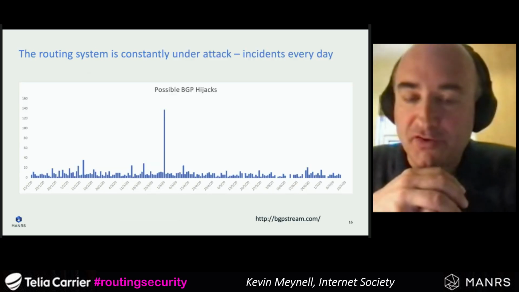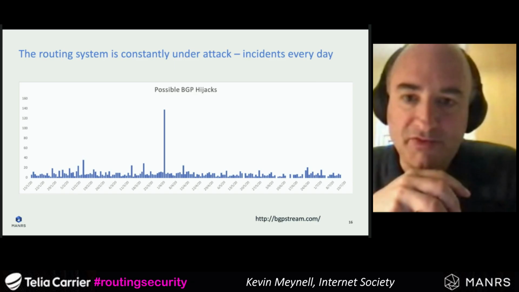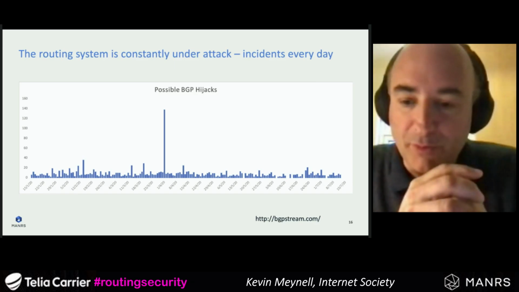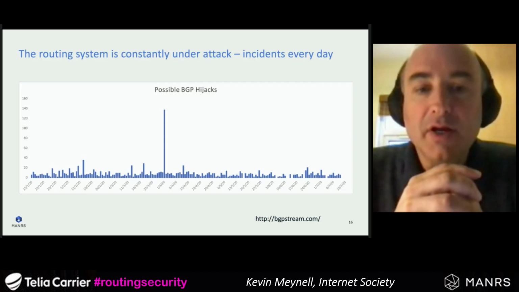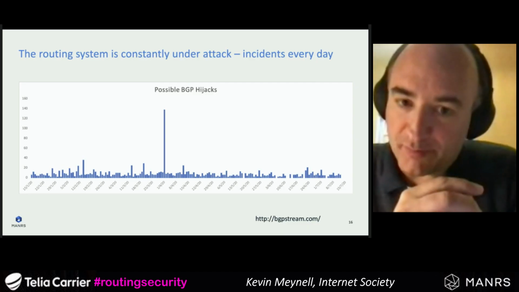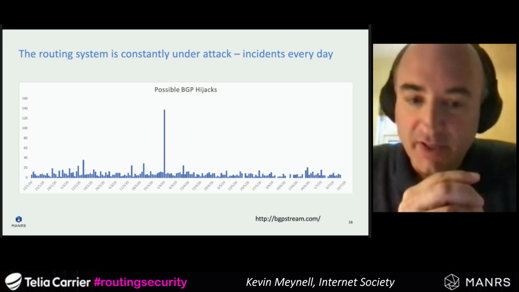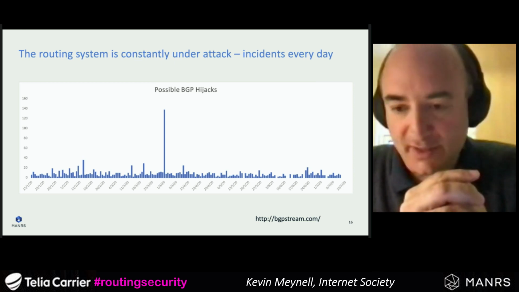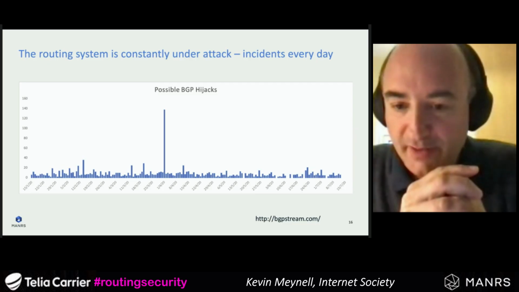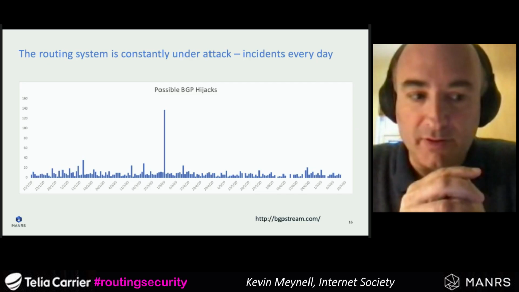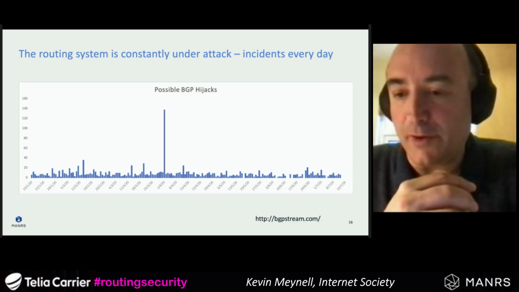Again, this is just an example from, I think, a 7-month period last year. We pulled this from BGP stream. So this is not even leaks. This is BGP hijacks, or suspected BGP hijacks. And as you can see, there's something happening every day over that period. And you can sort of see the scale of this as well.